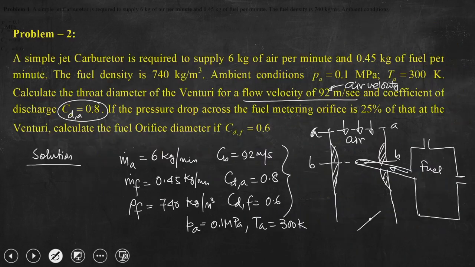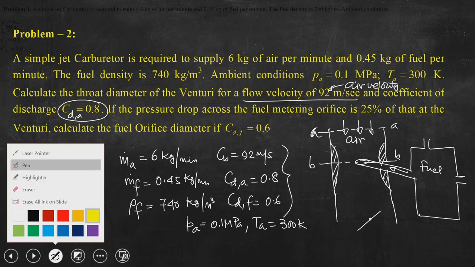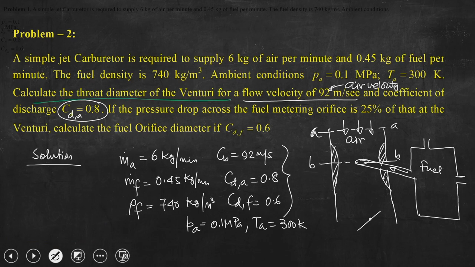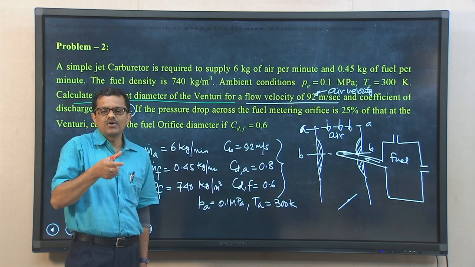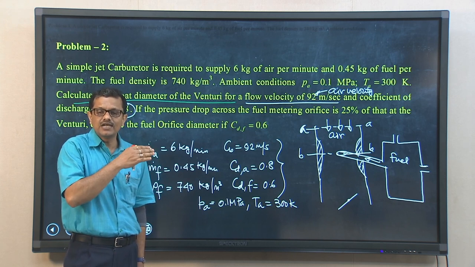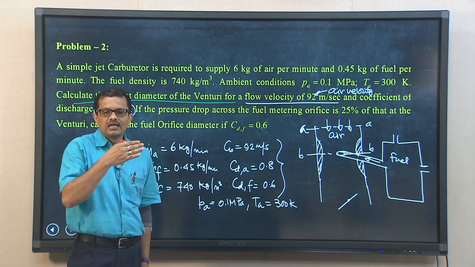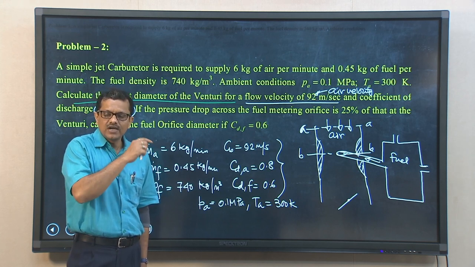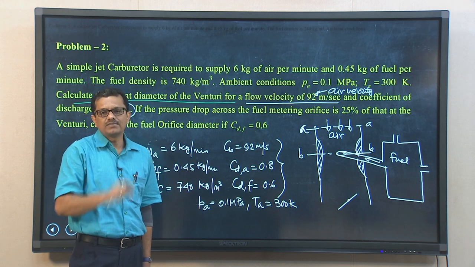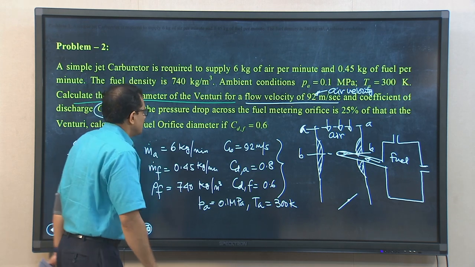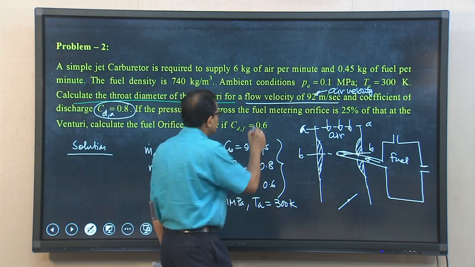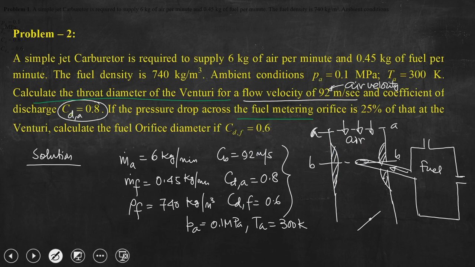So, if we go back to the problem statement, the first objective was to calculate the throat diameter of the venturi. If we mark here, that we have already calculated. Next, because this is the flow of air, for such a flow of air, what would be the flow of fuel, and that is also given. Now, if we need to have a continuous flow of fuel from the float chamber to the fuel discharging point, what would be the diameter of the orifice? So, the fuel metering orifice, that we need to calculate. Now, the second part of this problem is also very important.